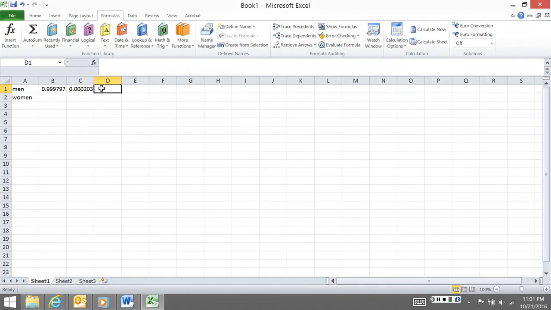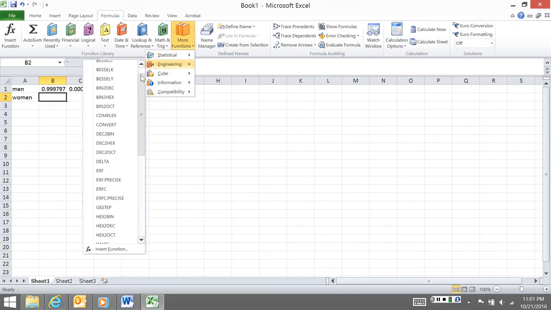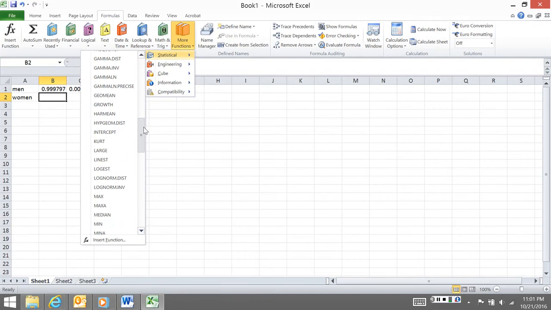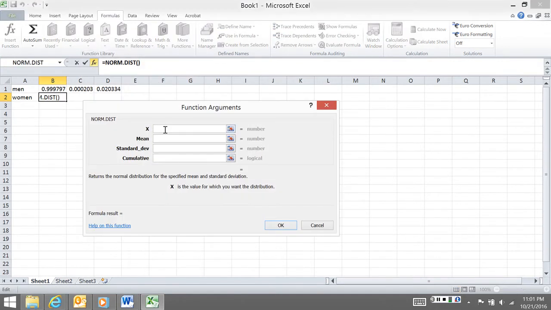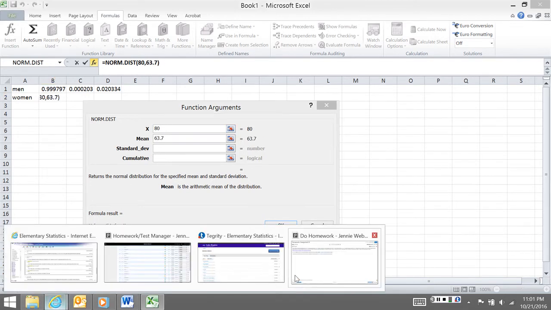Of course, what I'm really doing here, guys, is multiplying this by 100. C1 times 100. So this then is my percentage. Normally we're seeing like 2% or something, but in this case it's 0.02%. So now we're going to go here, statistical, and do this again. Normal distribution, 80. What was women? It was 63.7. That's not what I just put in, 63.7, so I'm going to go back and check that.